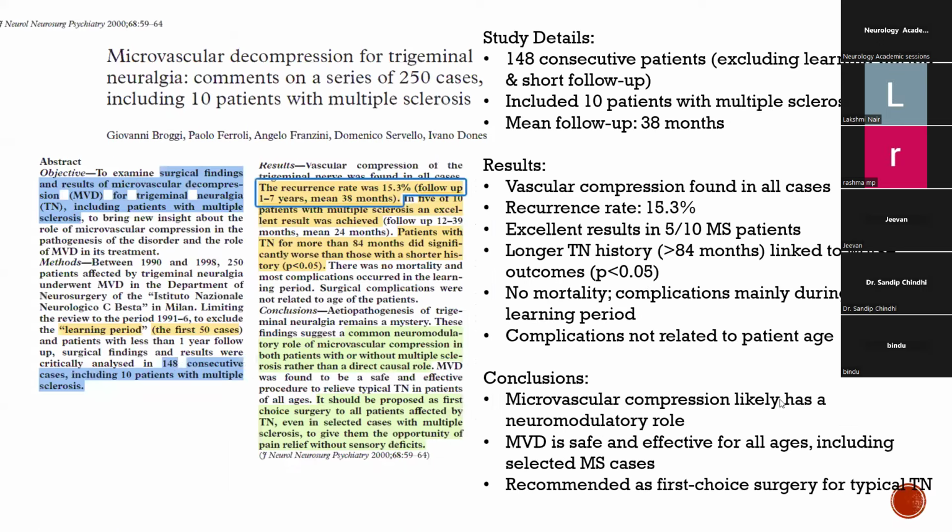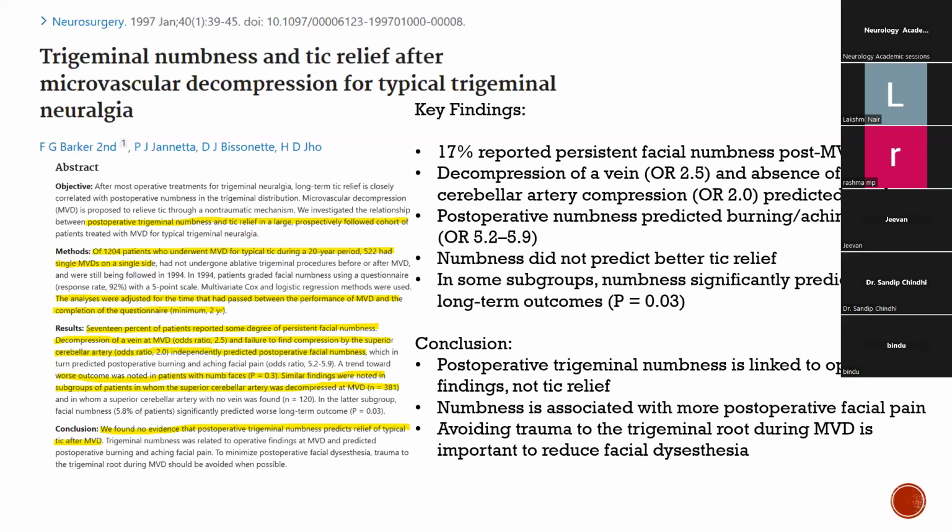Another study included 148 consecutive patients, including 10 patients with multiple sclerosis. They found vascular compression in all the cases, and excellent results with microvascular decompression in 5 out of 10 multiple sclerosis patients. They also concluded that microvascular decompression likely has a neuromodulatory role. This study concluded that post-operative trigeminal numbness is linked to operative findings, not to pain relief.